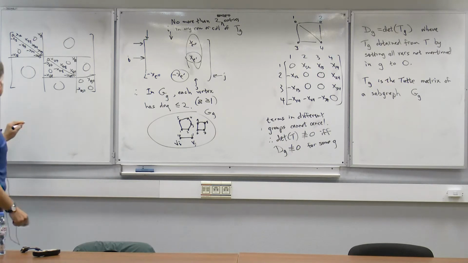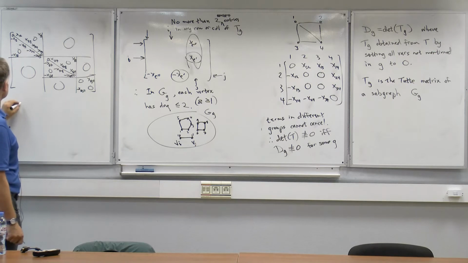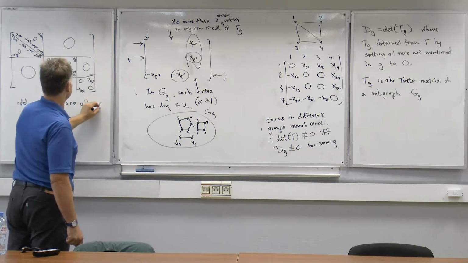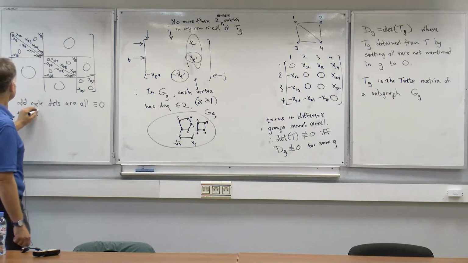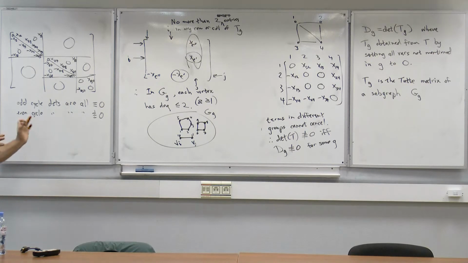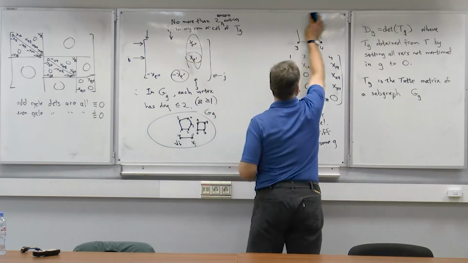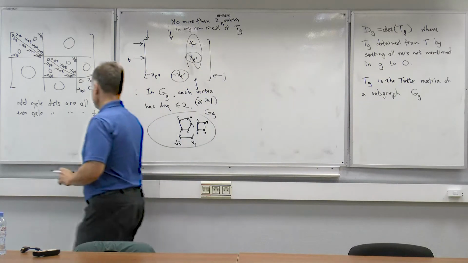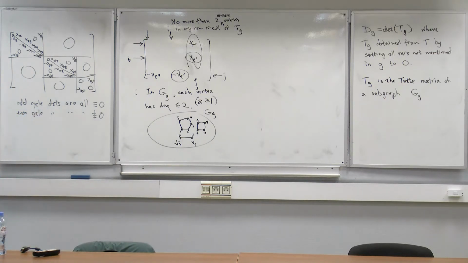Okay. So the claim is that odd cycle determinants are all identically zero. Even cycle determinants are all non-zero. Okay. And this will give us one direction of the proof. So let's look at this one and see why it's zero. It's not too hard. Let's do the recursive definition of determinant. So I'm going to go across the first row, okay?